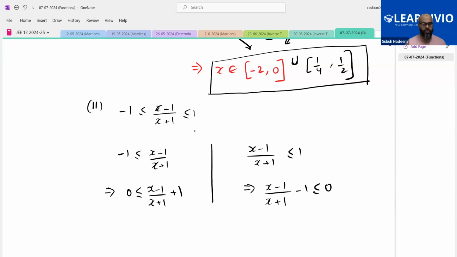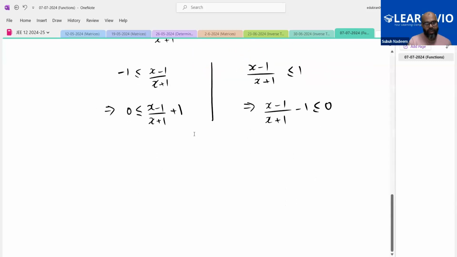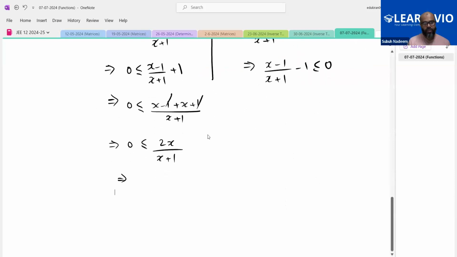Done, sir. Okay. So here what we will do now: 0 is less than or equal to x minus 1 plus (x plus 1) by (x plus 1). So 0 is less than or equal to 2x by (x plus 1), which means that if we write it as x by (x plus 1), the 2 will go there and it will become 0 is greater than or equal to 0. So this is one condition.